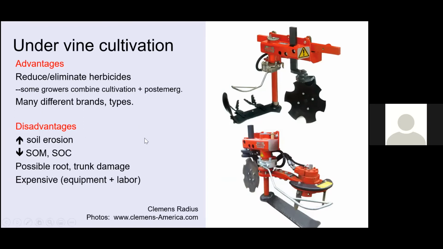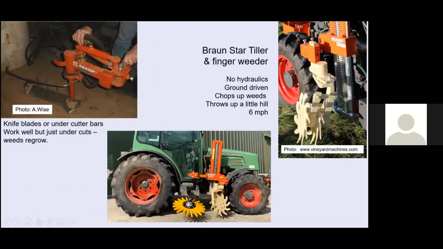The disadvantages, of course, are that they're disturbing the soil, so potentially increasing erosion and decreasing things that you want to keep around, like organic matter and soil organic carbon. And they tend to be on the expensive side. But I would say this is very, very common now on Long Island. And in fact, a couple of growers have bought this star wheel with the little, I don't even know what they call it, that little yellow thing on the bottom. I apologize, the attribution dropped off of that slide. But this star wheel, growers like it because it's ground driven and they can go pretty fast.